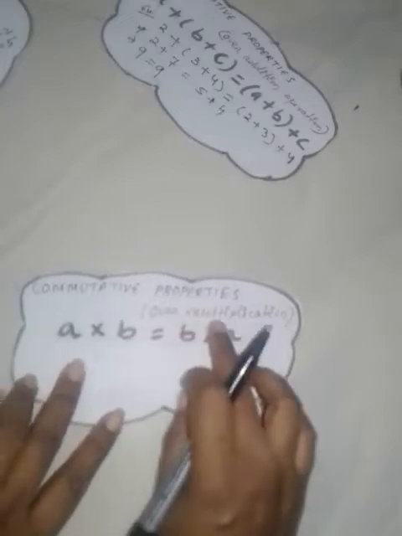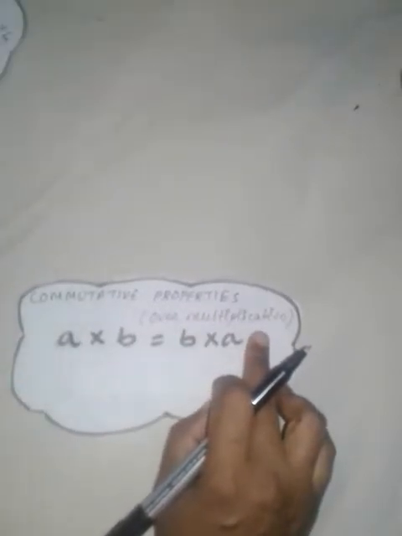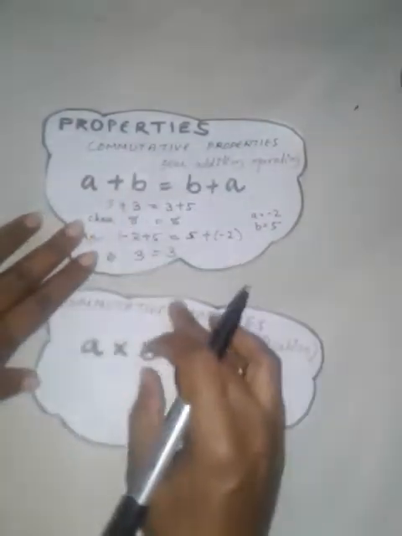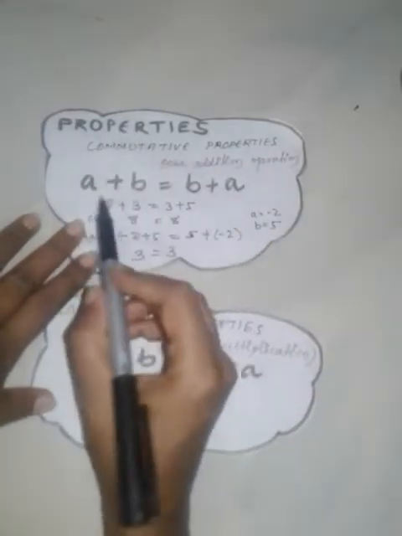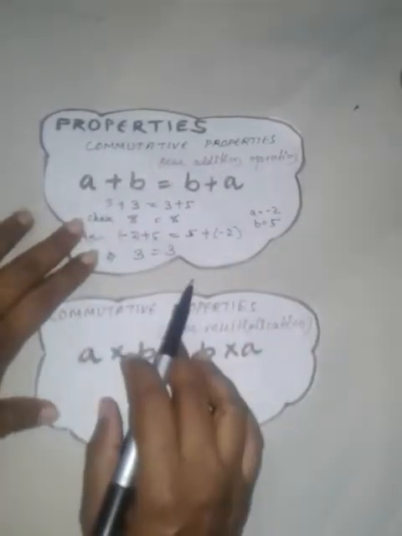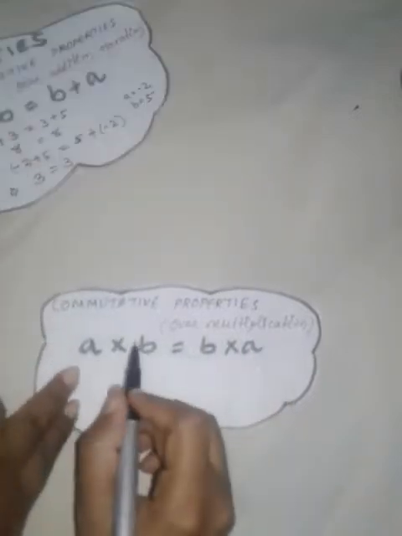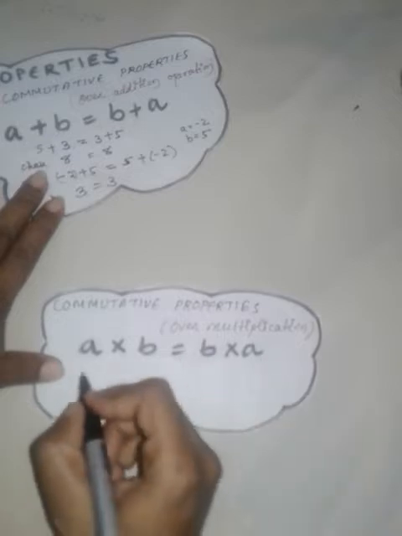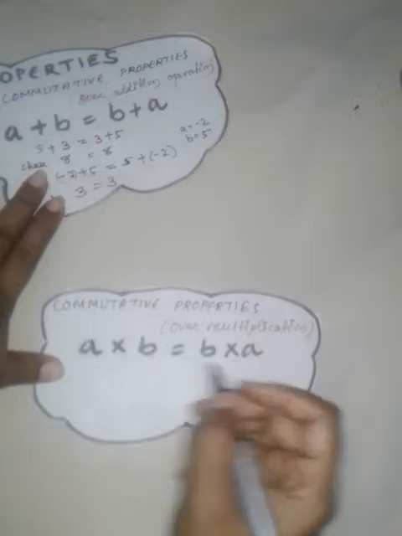Next is the commutative property over multiplication. It is the same as addition. In the addition operation, the commutative property is A plus B is equal to B plus A, but in multiplication, A into B is equal to B into A.